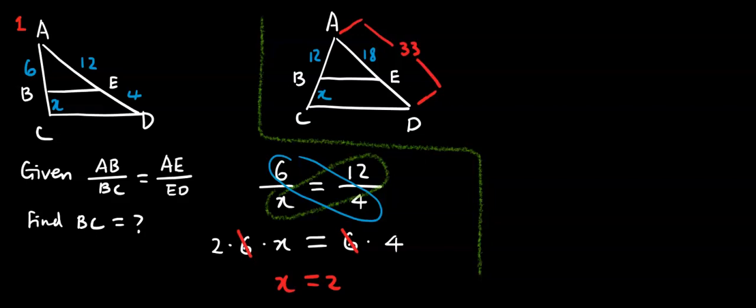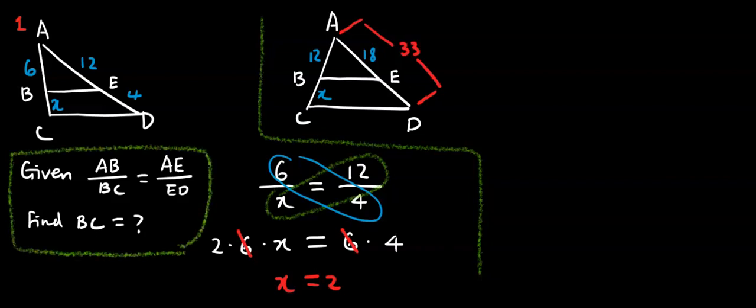The given information is exactly the same. It's right here. It's also given this. All right, let's plug in what we have. AB is 12. BC, we don't know, we call it X. Equals AE. AE is given. And ED. ED is here. We don't know yet, but we're going to find out immediately because AD is 33.